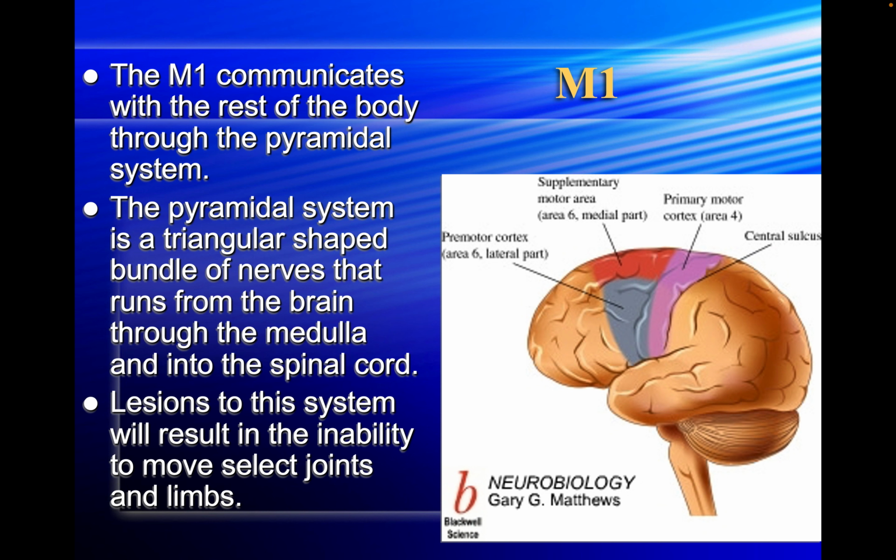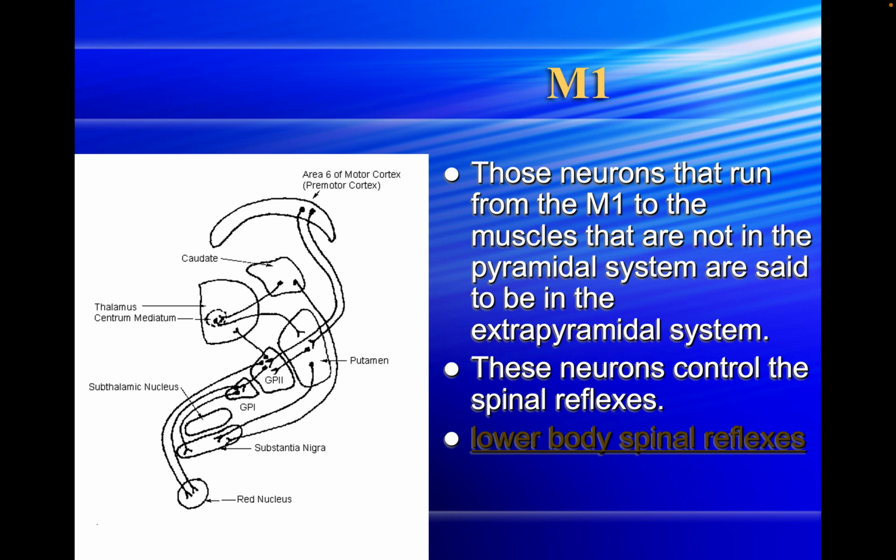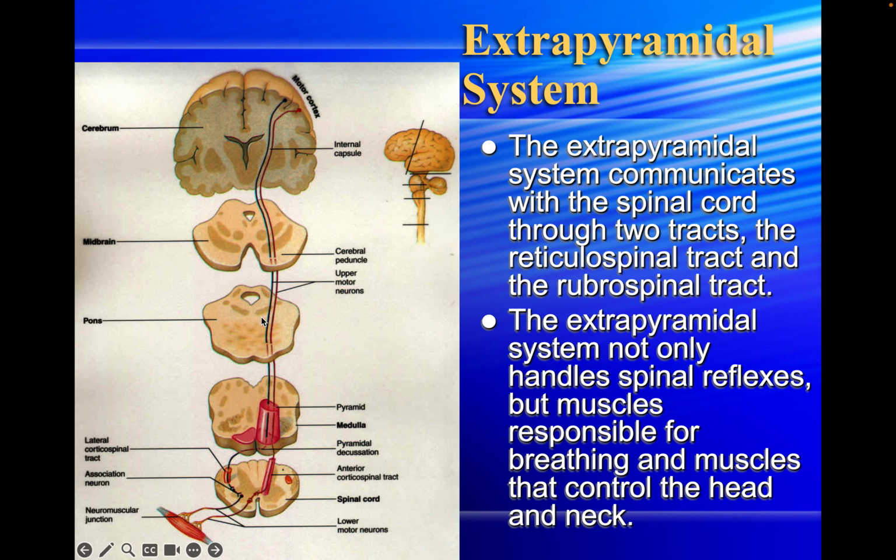The M1 communicates with the rest of the body through the pyramidal system. The pyramidal system is a triangular shaped bundle of nerves that runs from the brain through the medulla and into the spinal cord. Lesions to this system will result in the inability to move select joints and limbs. Those neurons that run from the M1 to the muscles are not in the pyramidal system, they are in the extrapyramidal system. These neurons control the spinal reflexes, and that's what we were looking at before.